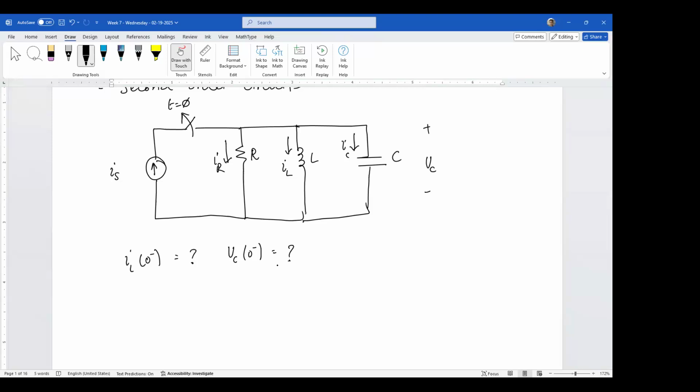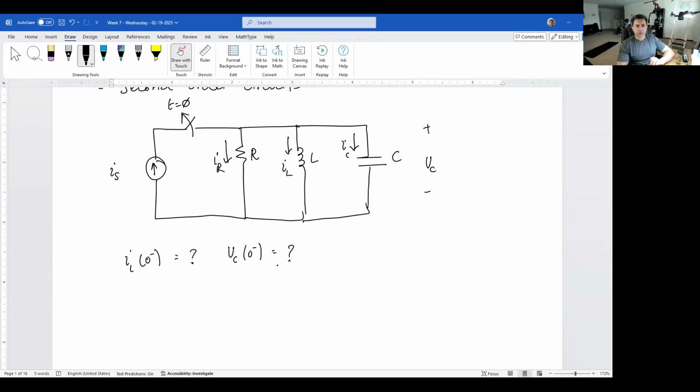Would it be because you're trying to find what the current is while it's charging? No, that's not the reason. Anyone else can answer the question?